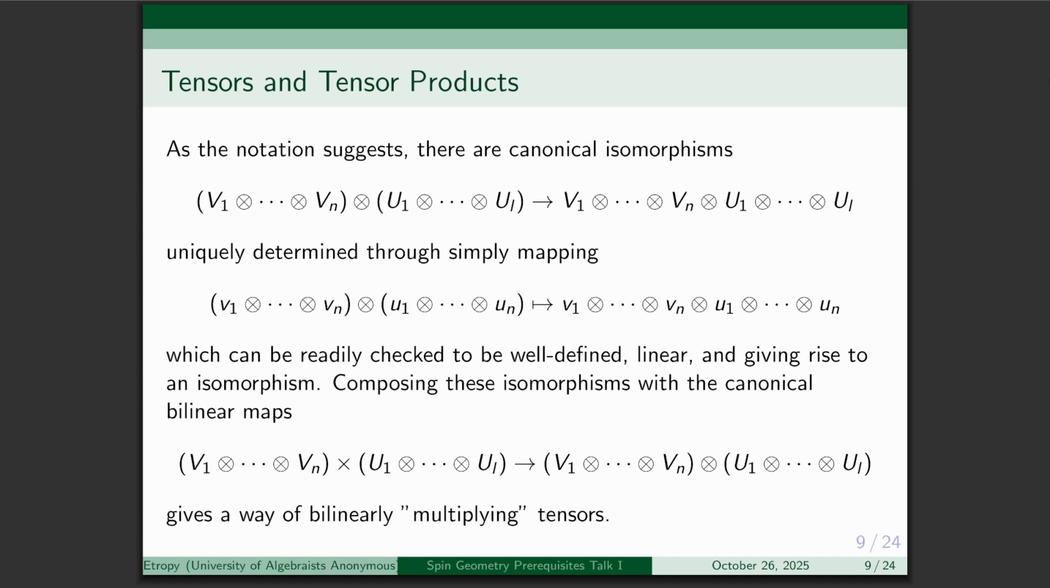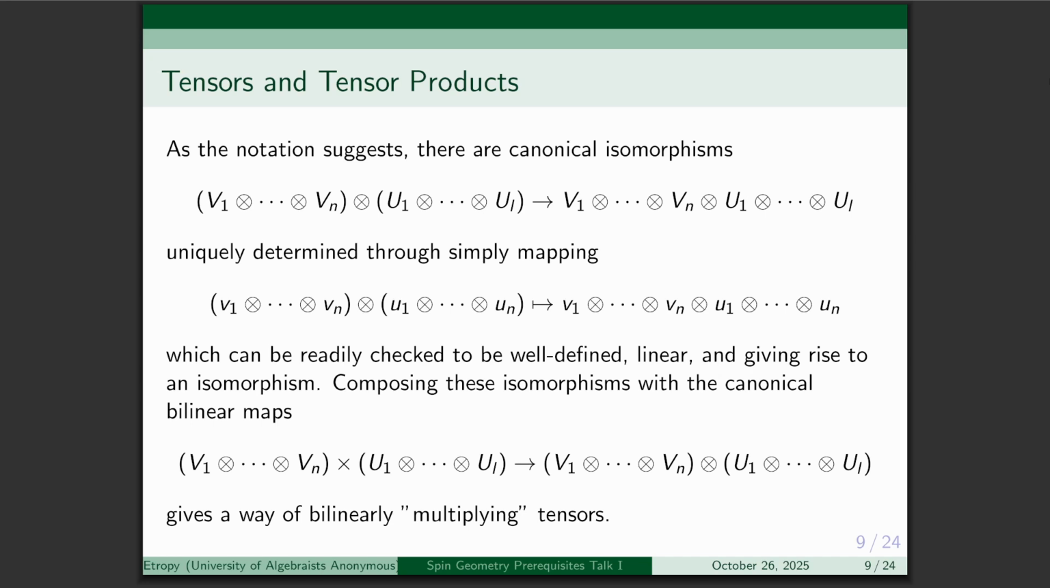So really, if you look at the second row, the left-hand side, we have three tensor product signs. We have on the left the tensor product sign corresponding to putting V1 through Vn into the tensor product of capital V1 through capital Vn.